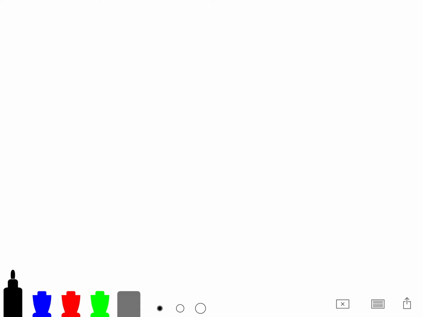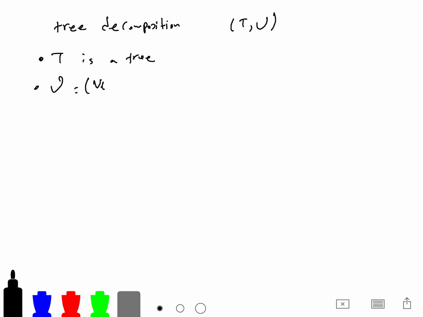I talk about metric embedding via shortest path decomposition. Let's see how tree-like a graph is. A tree decomposition of a graph G is a pair T and V, where T is a tree and V is a family of vertex sets, V_t of G, and people call them bags of the decomposition.